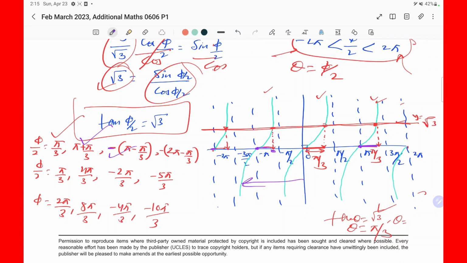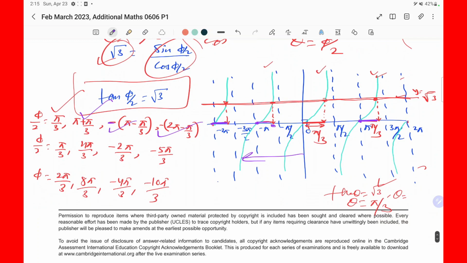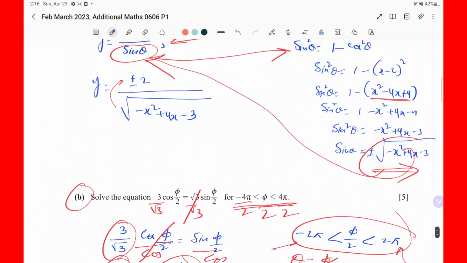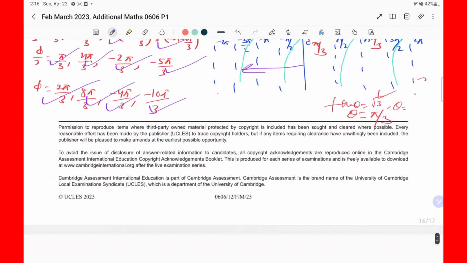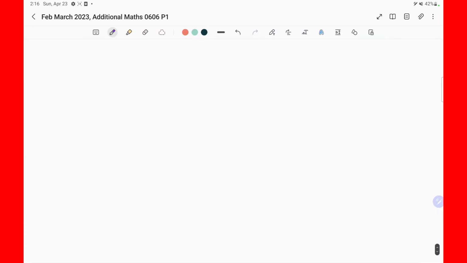Now this point is 2 pi, actually minus 2 pi, but the gap is 2 pi. So 2 pi minus pi by 3, but on the left side, so minus of that. So we have pi by 3, 4 pi by 3, minus 2 pi by 3, minus 5 pi by 3. Just multiply by 2, so you will get 2 pi by 3, 8 pi by 3, minus 4 pi by 3, minus 10 pi by 3. So that's how we got part 10 B. That's great.